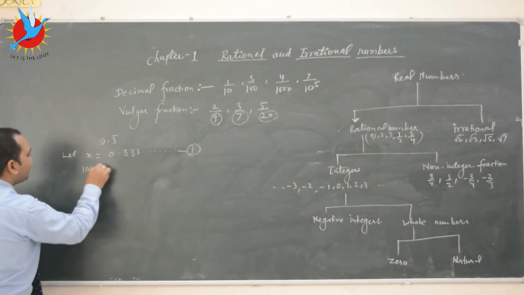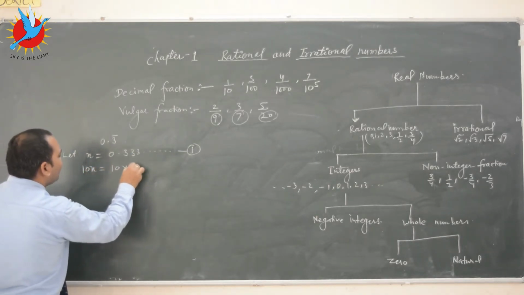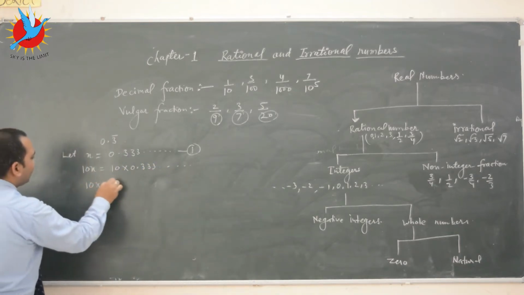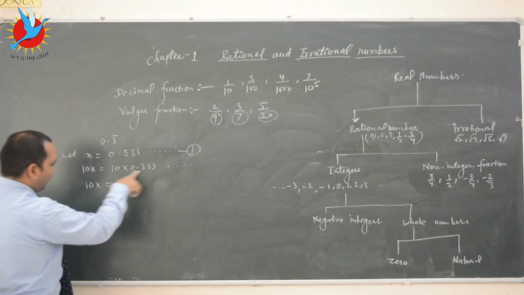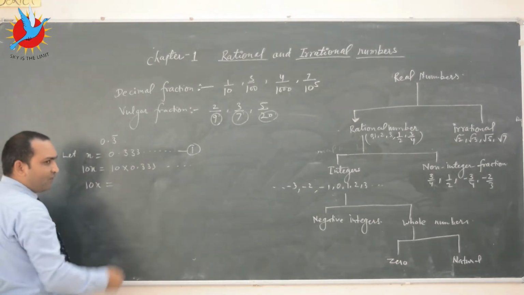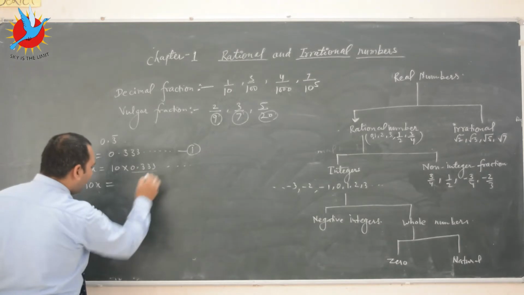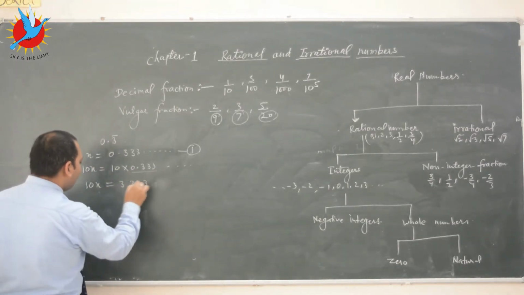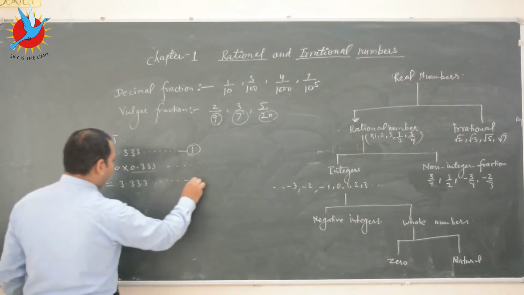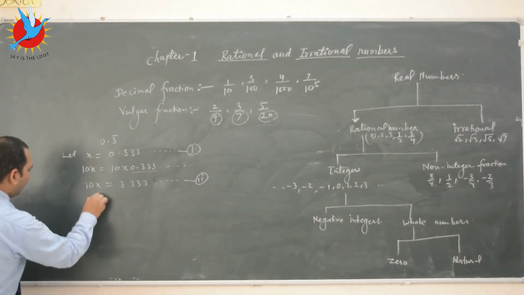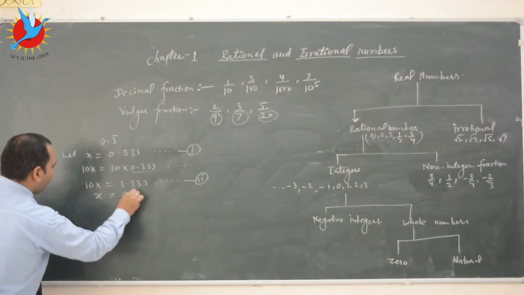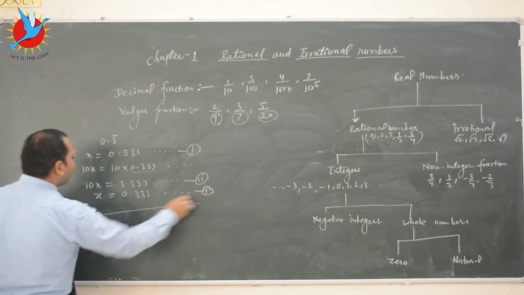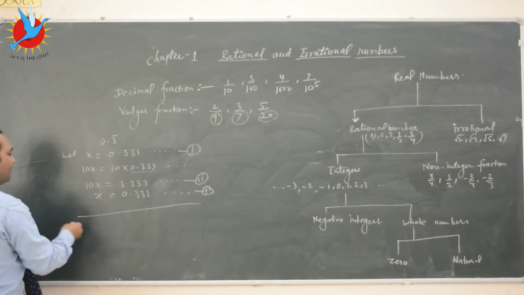That is 10x equal to 10 into 0.333 and so on. When we multiply by 10, the decimal moves to the right side, meaning the value of the number increases after the multiplication. So 10x is 3.333 and so on. This is equation second, and the first equation is x equal to 0.333 and so on. We subtract the first from the second.